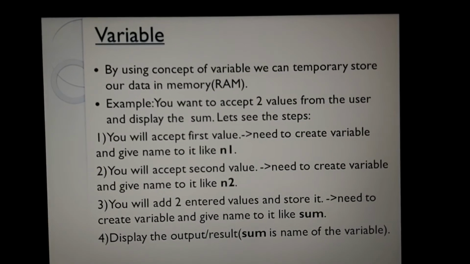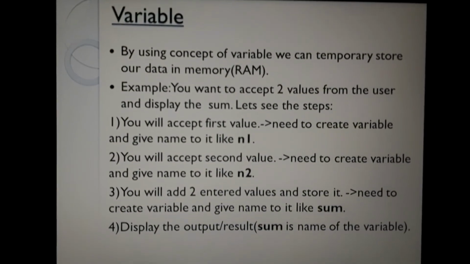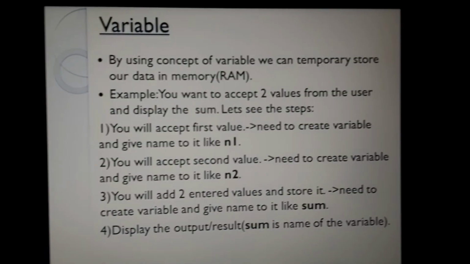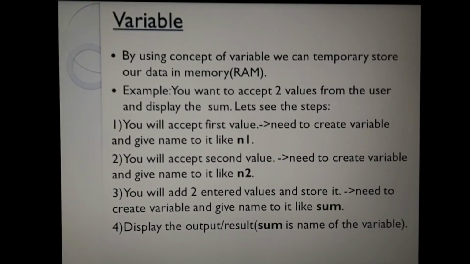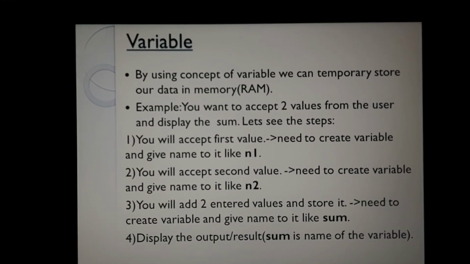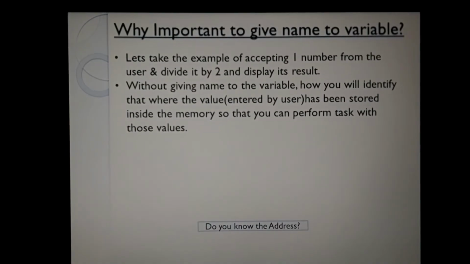Okay. So class, these are the 4 steps which tell how you can accept the two values and how you can display the sum of it. So now let's see a diagram which will help you to show how the variable is useful for us.